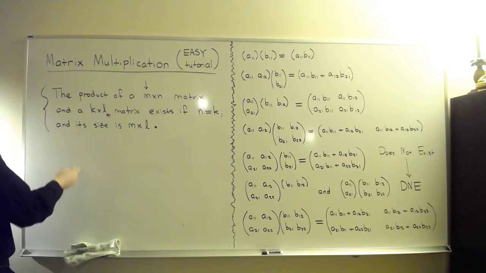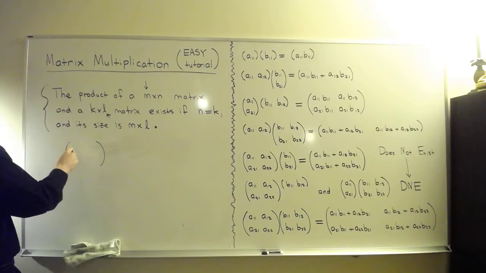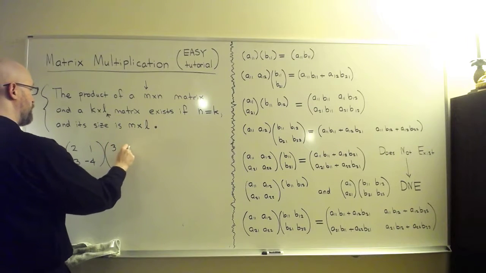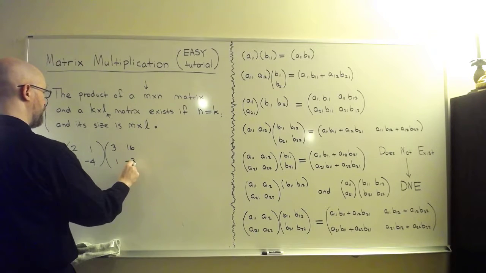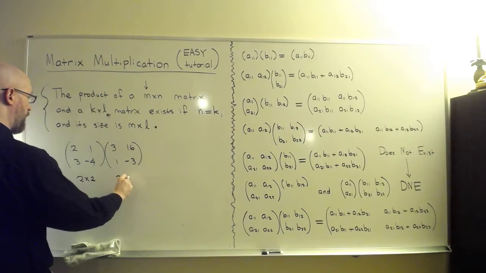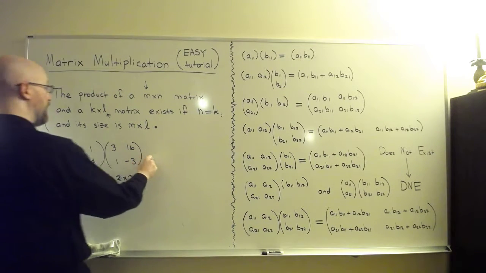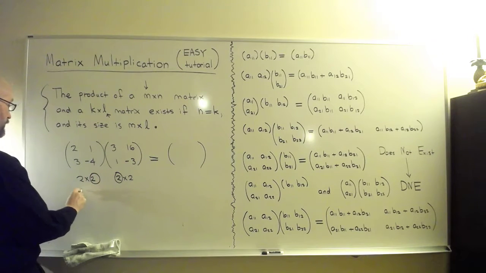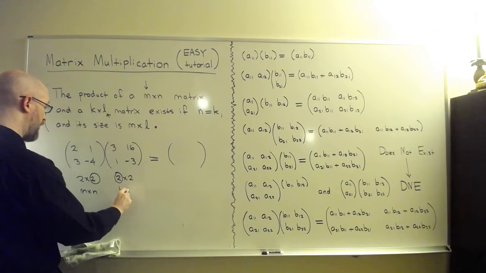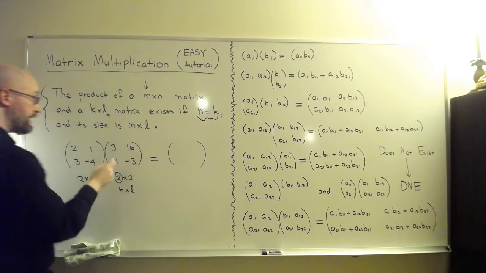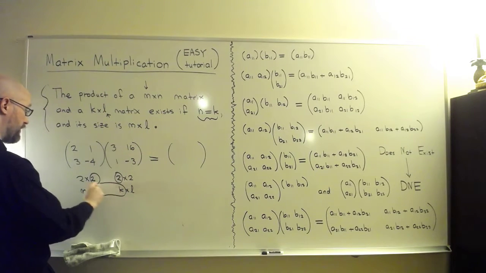Now the examples that we've seen so far, we had these 2 by 2 examples. And I don't remember what the numbers were, so I'll just make up another one. Say we have something like this. Well, this is a 2 by 2. This is a 2 by 2. The product does exist. Why? Well, because the middle numbers here match up. Remember, if this is the M by N, this is the K by L, the middle numbers match up. So that's the N equals K. That's this part here. These have to equal each other.